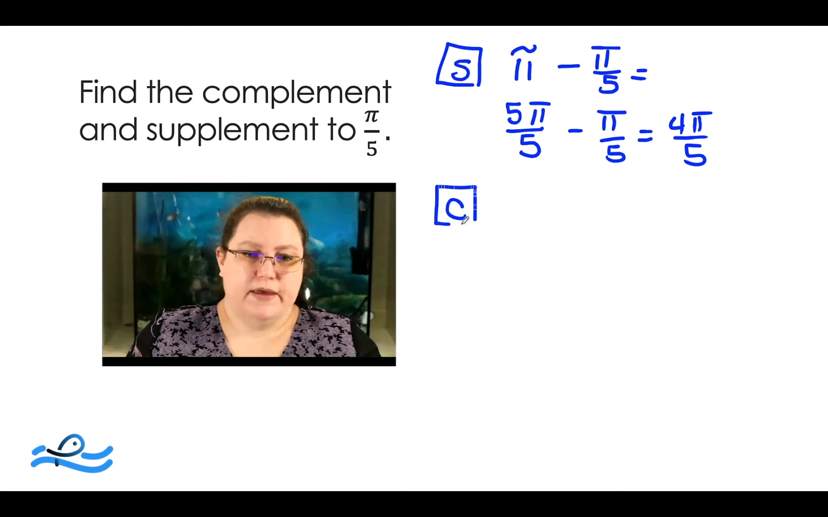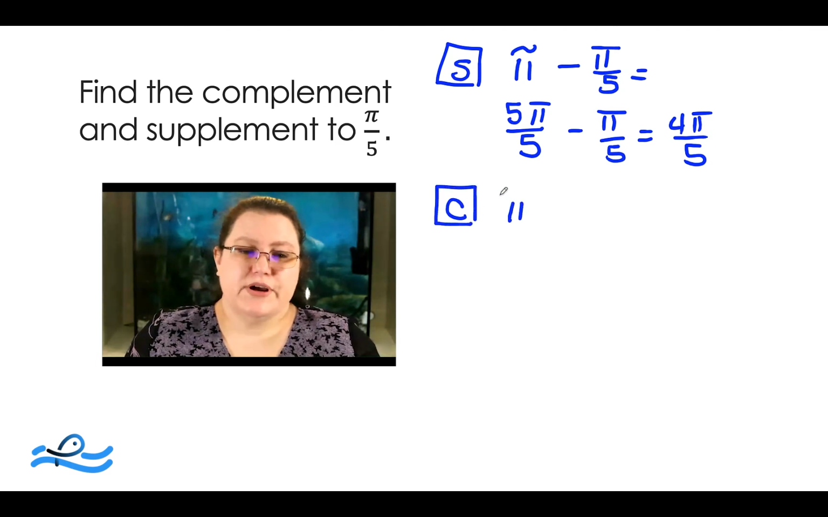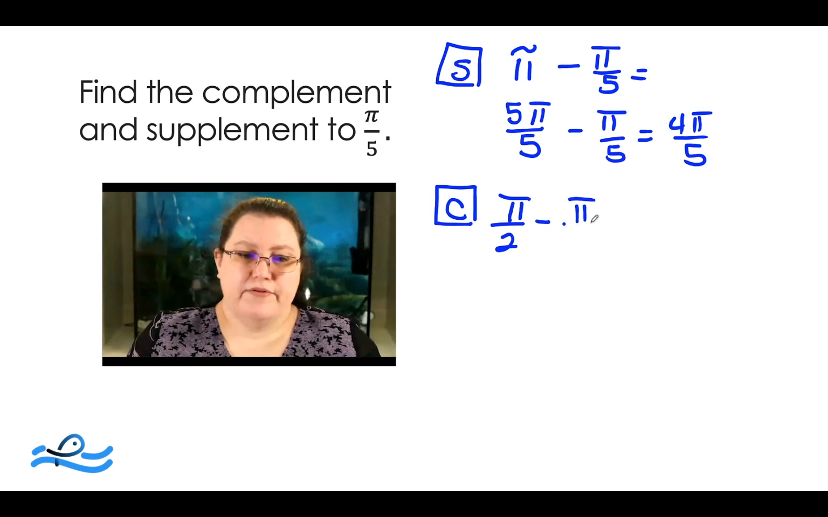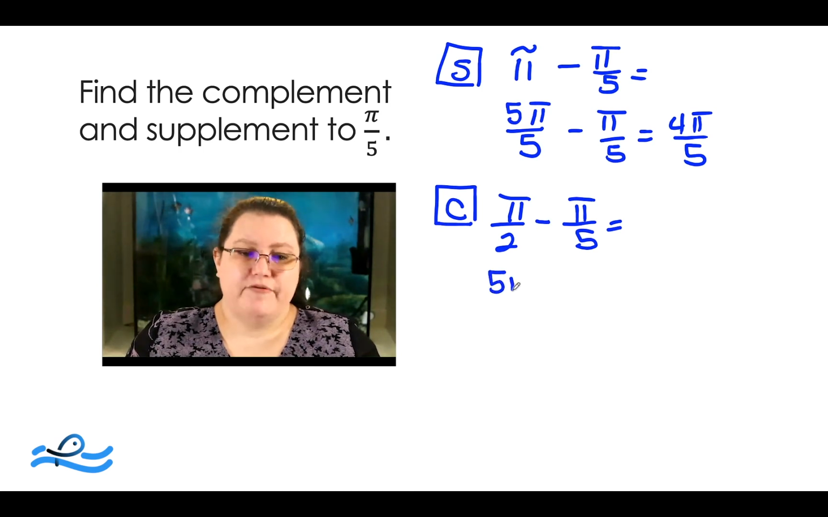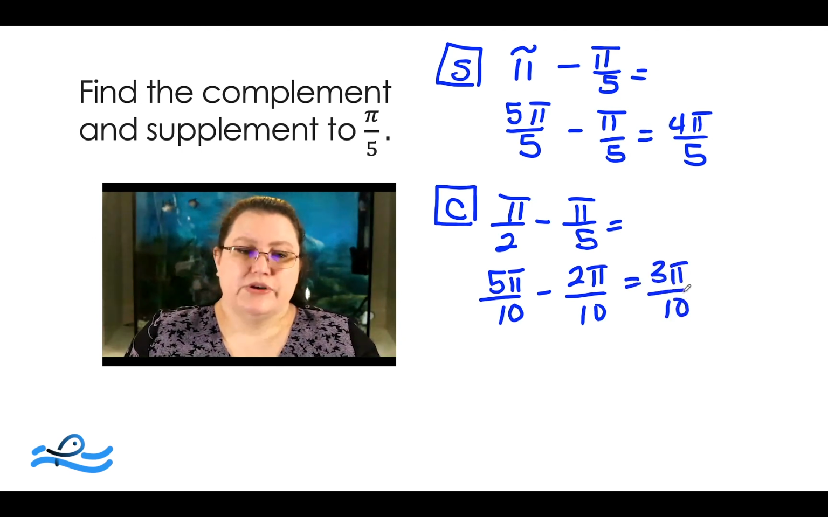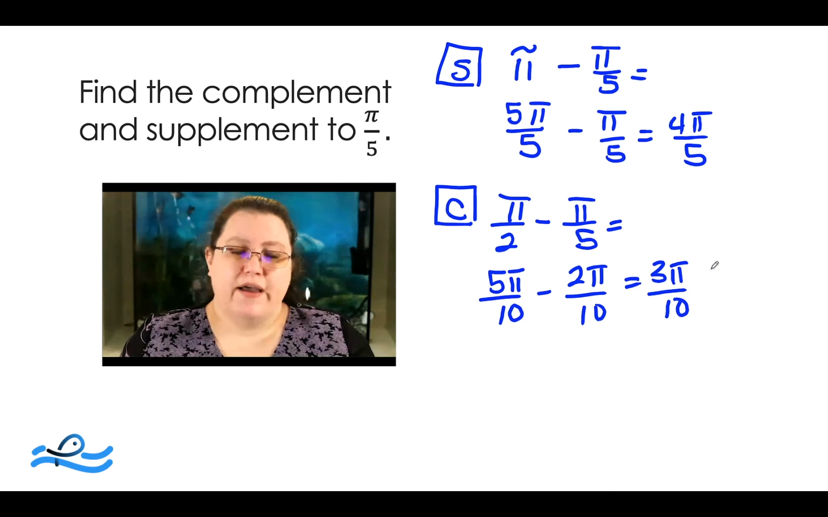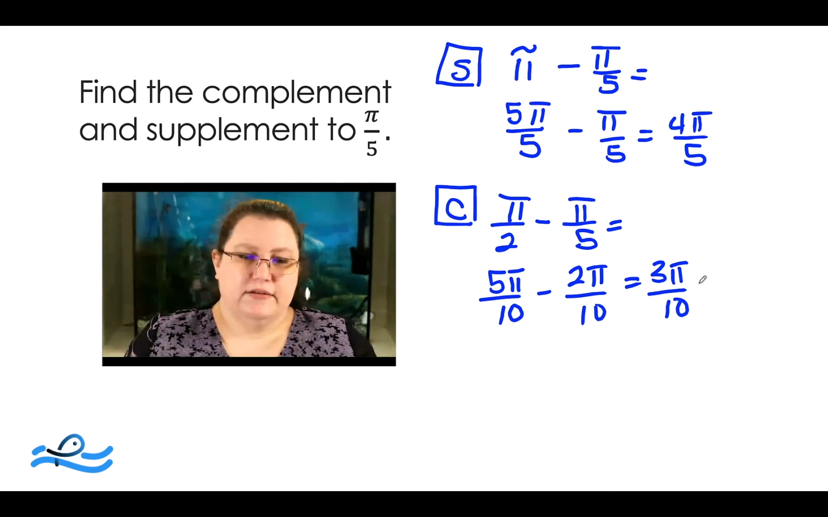To find the complement, I'm going to subtract from pi over 2. Pi over 2 minus pi over 5. I need to come up with a common denominator. Pi over 2 is the same thing as 5 pi over 10, and pi over 5 is the same thing as 2 pi over 10. 5 pi over 10 minus 2 pi over 10 is equal to 3 pi over 10. So the complement to pi over 5 is 3 pi over 10.